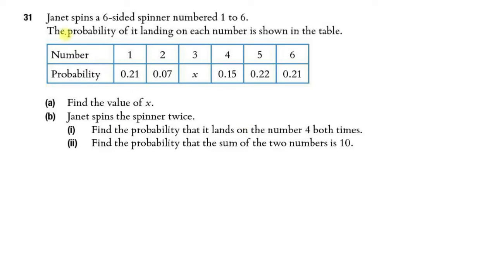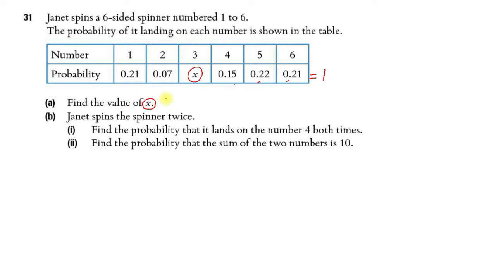Next, Janet spins a 6-sided spinner numbered 1 to 6. The probability of it landing on each number is shown in the table here. Find the value of x here. So if you add up all the probabilities, you will get a total of 1. To find x, take 1 and subtract all the other numbers.